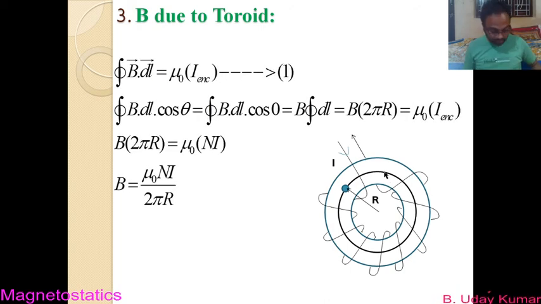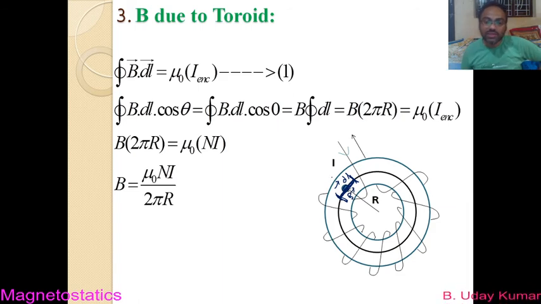Now let us take a marker. This is the closed path that I am considering. Let us choose a small length element at this point, and it is directed like that, along the path. As I already discussed in our previous slide, at this point the magnetic field also will be directed like that only.